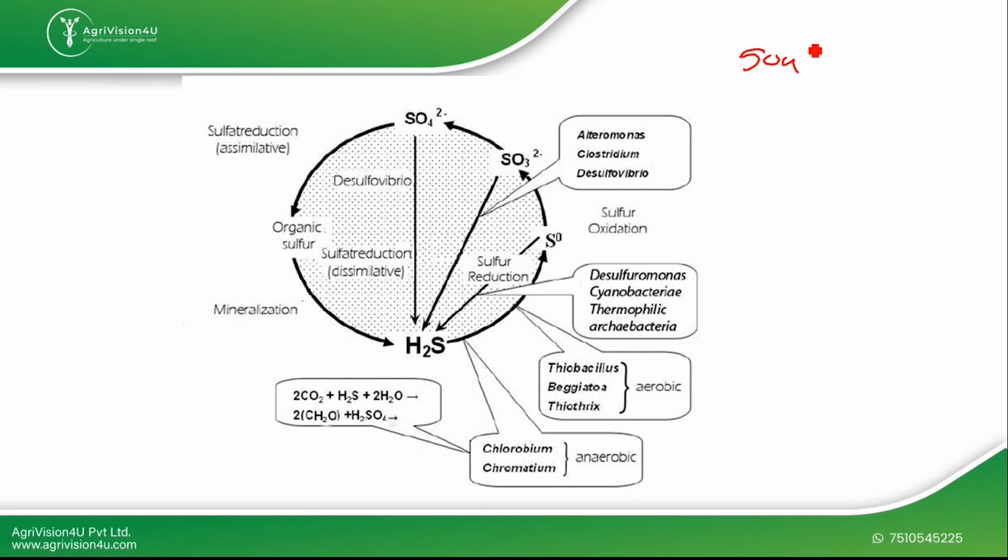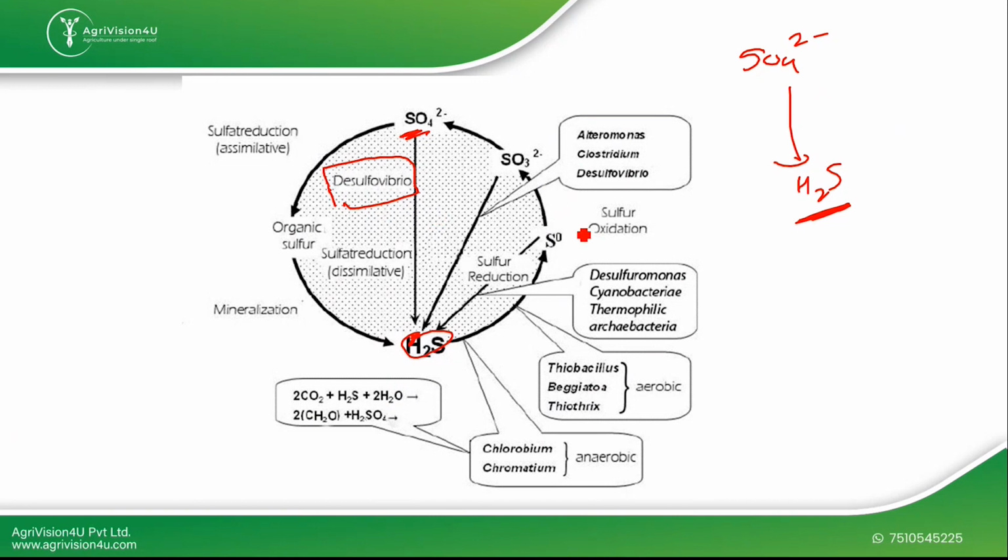Sulfate is nothing but SO4 2 minus. It should be reduced to H2S, that is hydrogen sulfide. Here in this cycle, you can see SO4 is reduced to H2S with the help of which bacteria? The bacteria is Desulfovibrio. This is known as sulfate reduction. And we all know what oxidation and reduction are. Addition of oxygen or loss of hydrogen is oxidation, and gain of hydrogen is nothing but reduction.